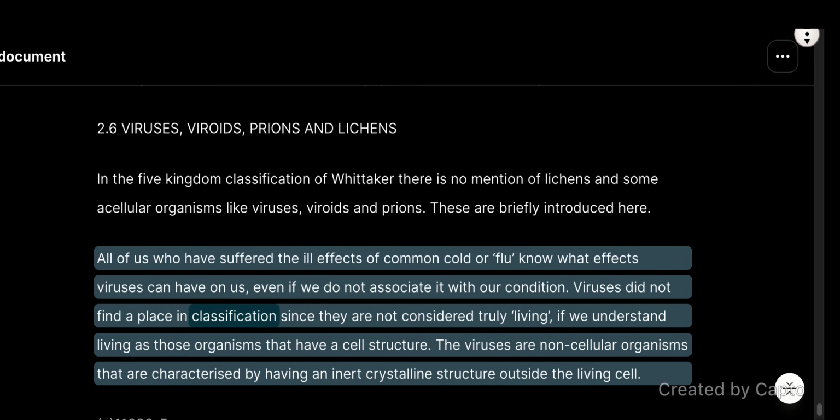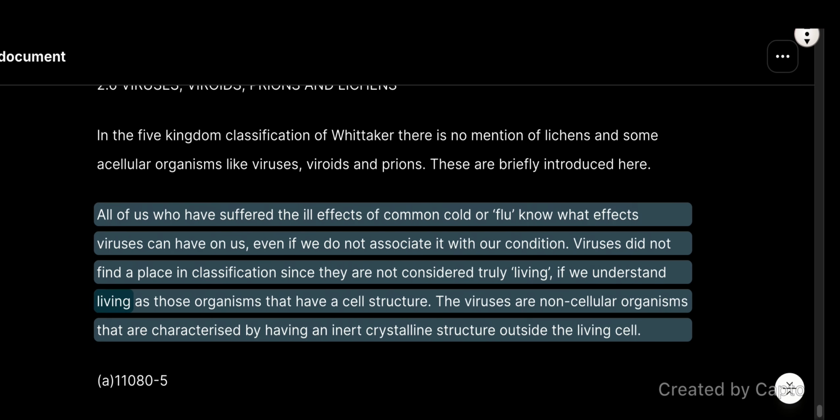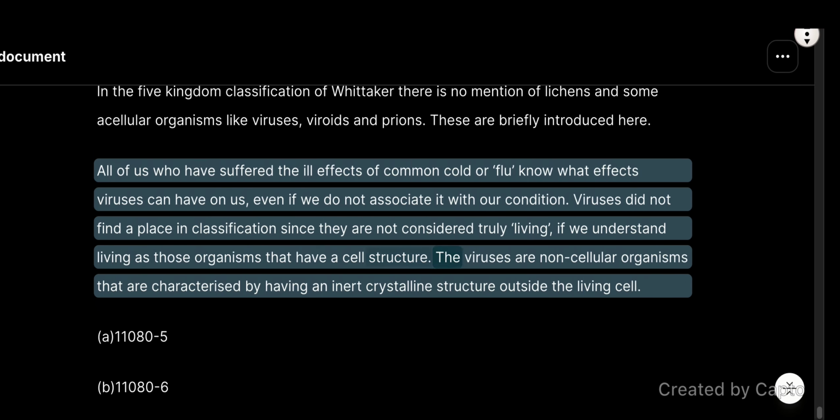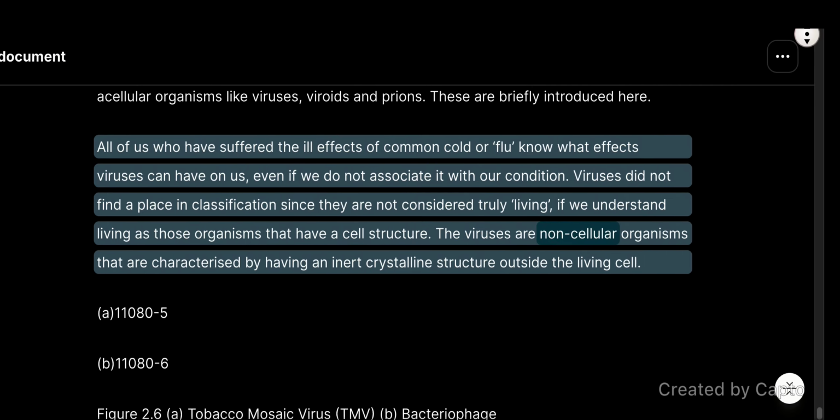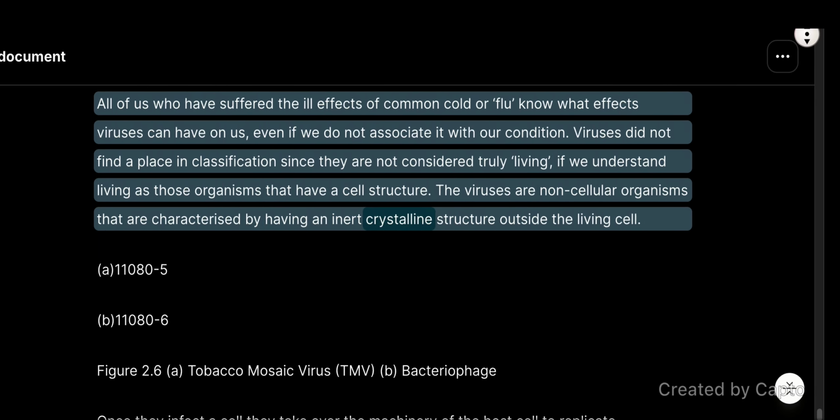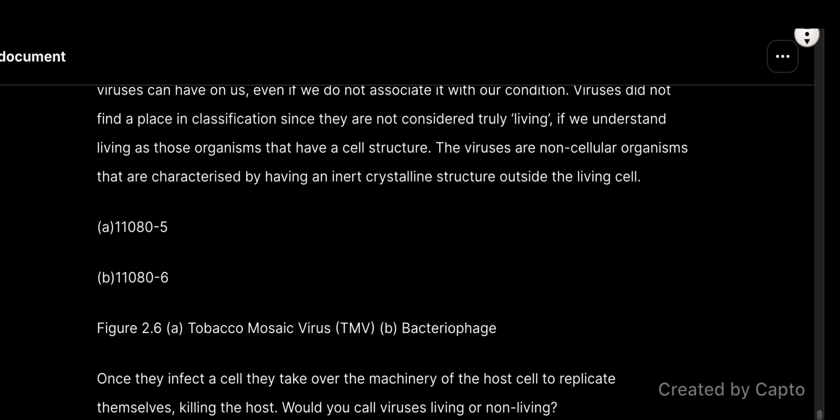Viruses did not find a place in classification since they are not considered truly living. If we understand living as those organisms that have a cell structure, the viruses are non-cellular organisms that are characterized by having an inert crystalline structure outside the living cell.